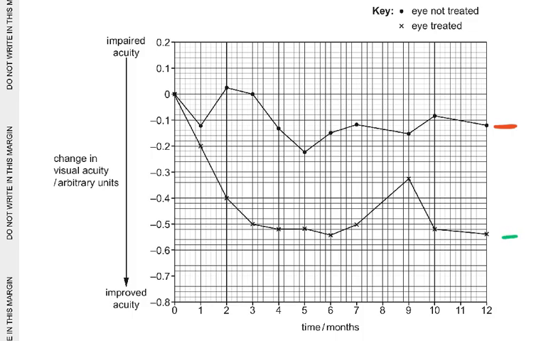On the axis we have change in visual acuity, impaired acuity to improved acuity. Impaired acuity is 0.1, 0.2, and then improved is 0.7, 0.8, and so on. So you look at this very carefully. You look at the time in months, and it's done for 12 months.